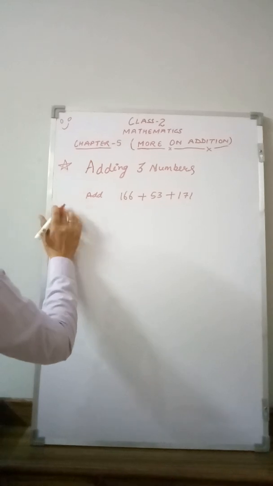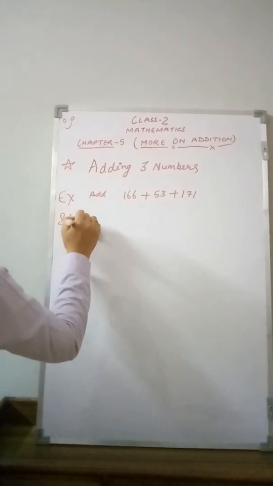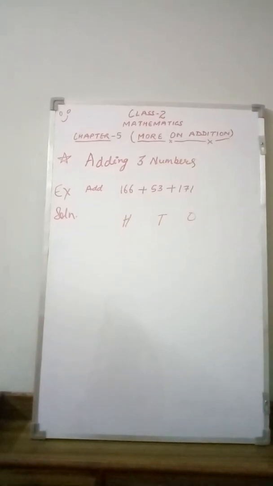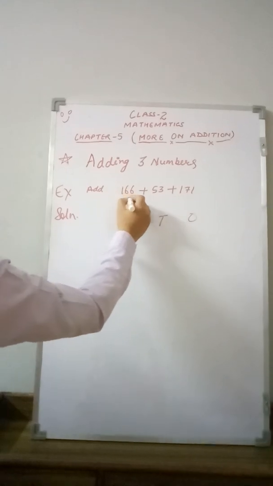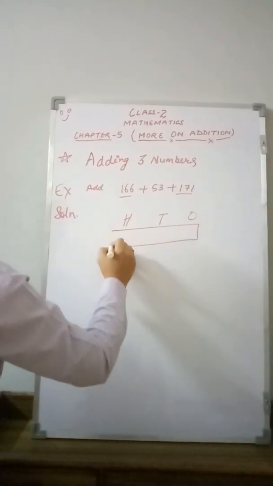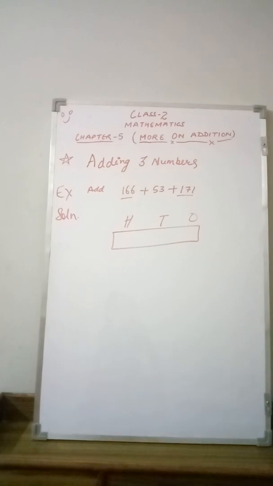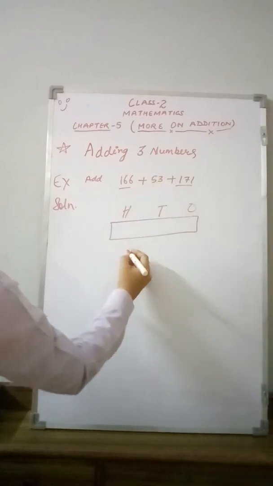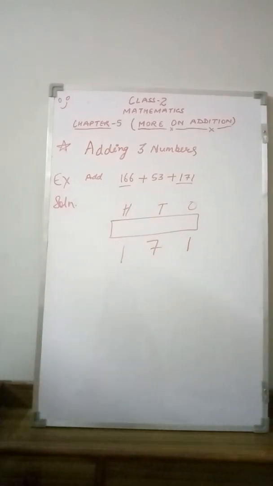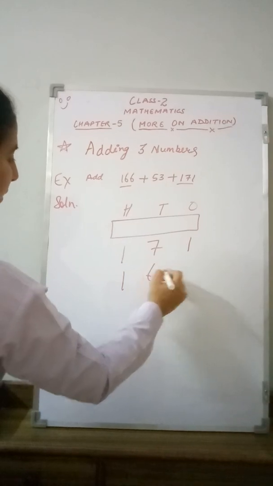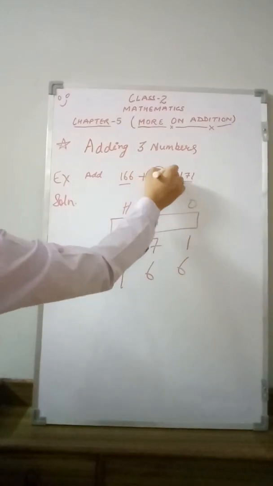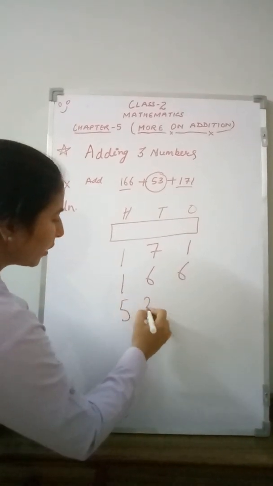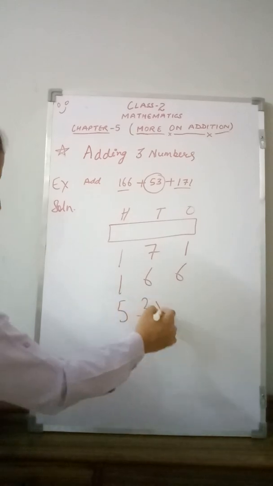Let's do the solution. Again, ones, tens and hundreds. This time I have to extend my place values to hundreds. Why? Because I have 3-digit numbers also. Leave one line. Student, as I already suggested, you have to start with the bigger number. Here I can easily see which one is the bigger number: 171, right? 171 in column form. Now the second number, 166, and 53. This is a 2-digit number. Students, by mistake you start writing 53 here. This is totally wrong.